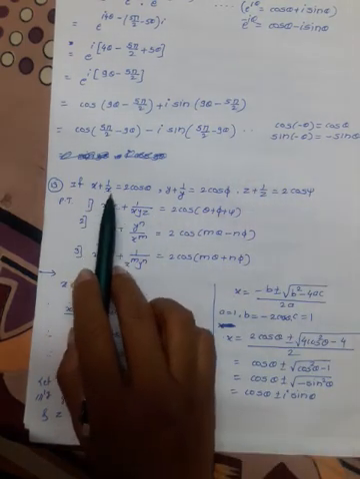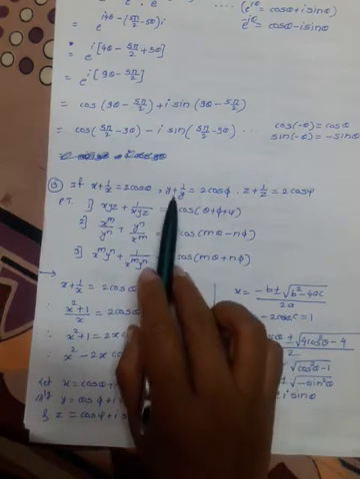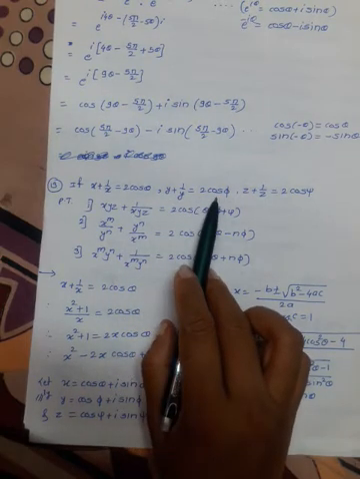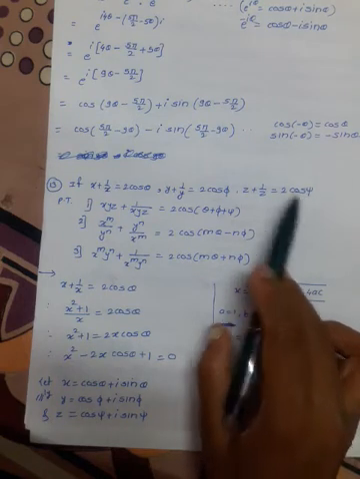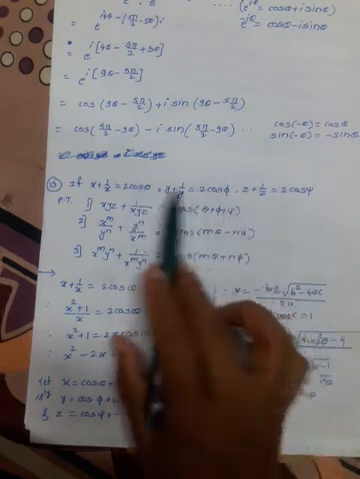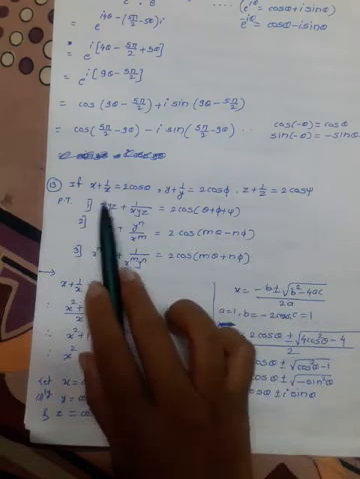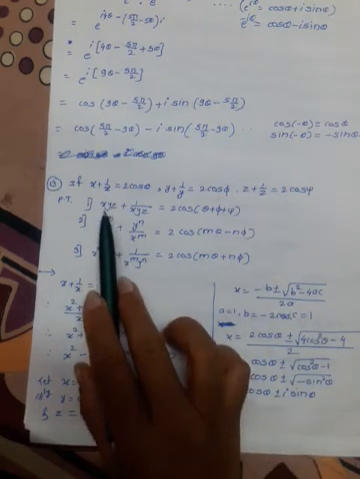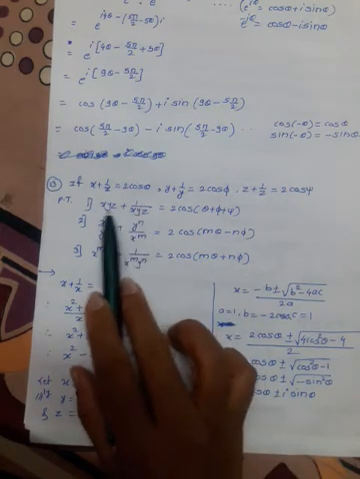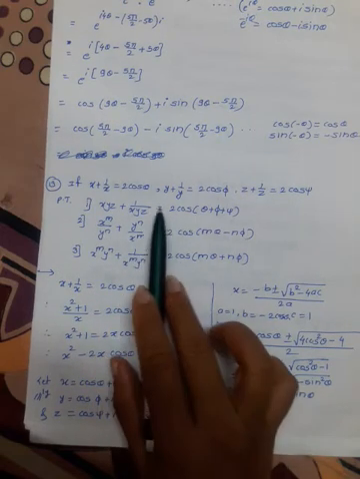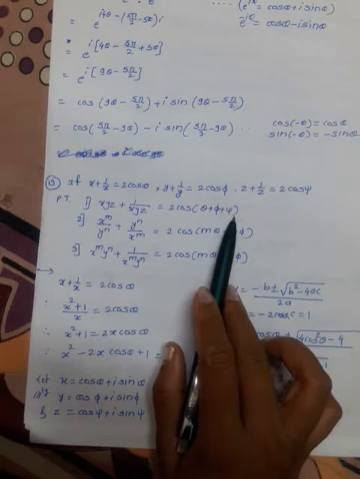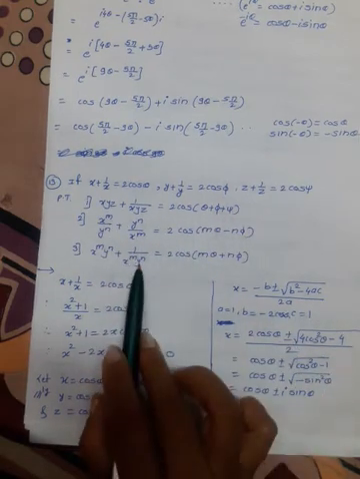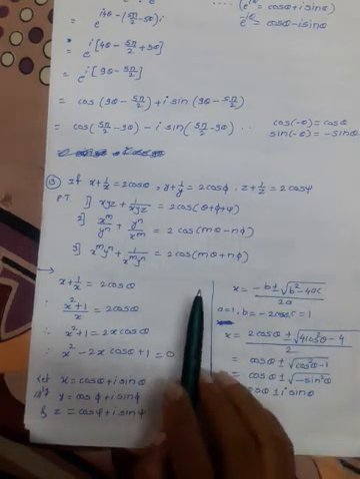If x plus 1 by x is equal to 2 cos theta, y plus 1 by y is equal to 2 cos phi, z plus 1 by z is equal to 2 cos psi. These are three different angles, three different equations. What we have to prove? These three statements. First one, x into y into z is equal to plus 1, upon x into y into z is equal to 2 cos theta plus phi plus psi.